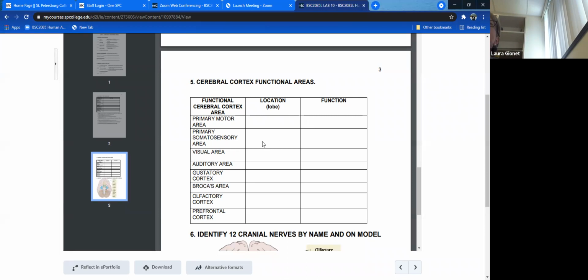Okay, the primary somatosensory area is found on the parietal lobe, specifically the postcentral gyrus, right? And its primary function is to process general body sensation. Sensory information, like general body sensation.